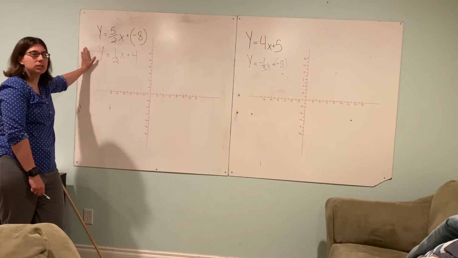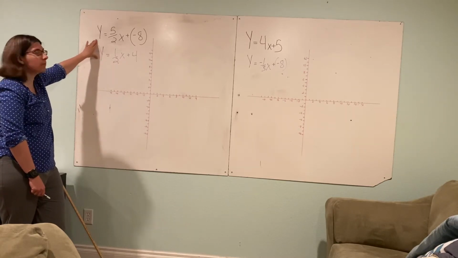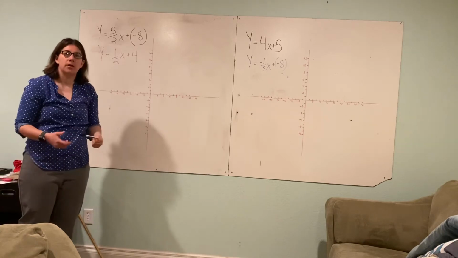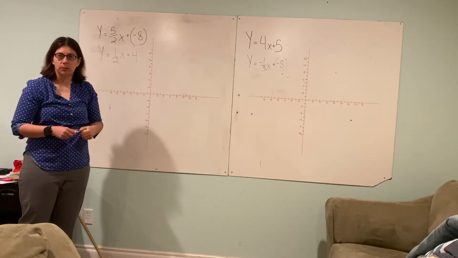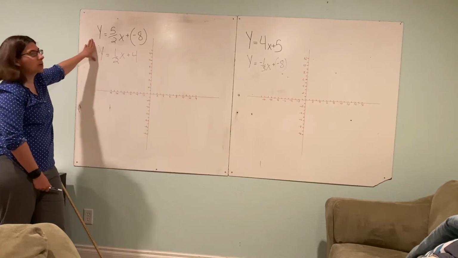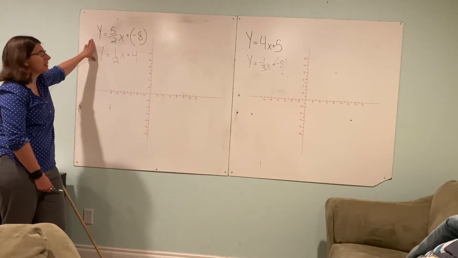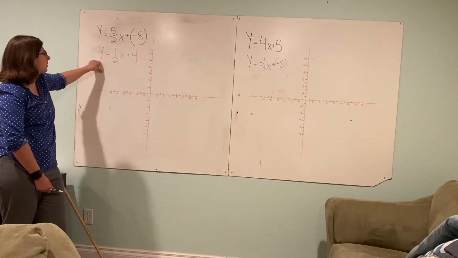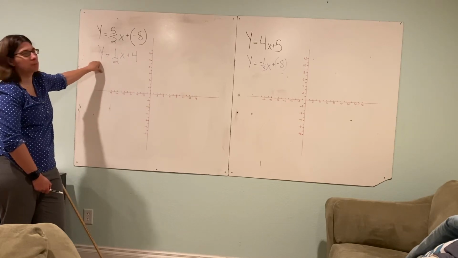So if your equation doesn't have y by itself, then you're going to need to watch my other video that says how to solve for a certain variable. Okay, so our two equations are y equals 5 over 2x plus negative 8. Our second equation is y equals 1/2 x plus 4.